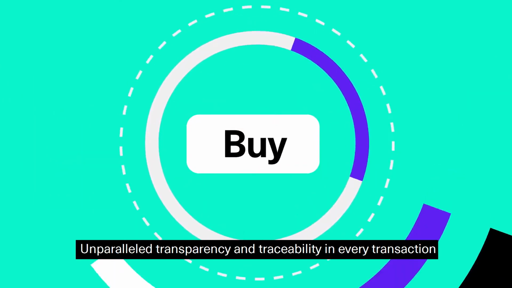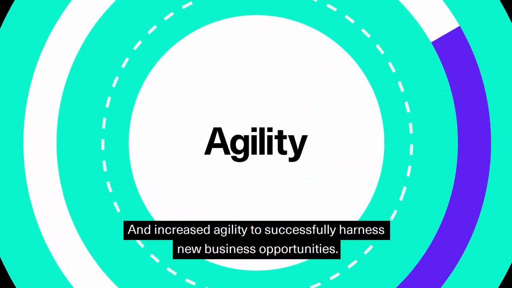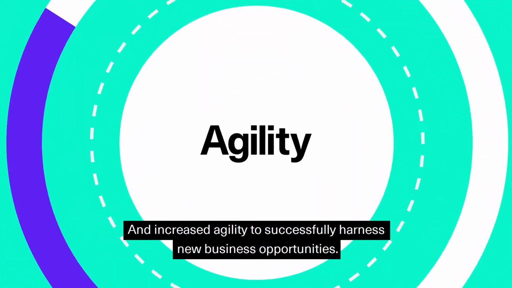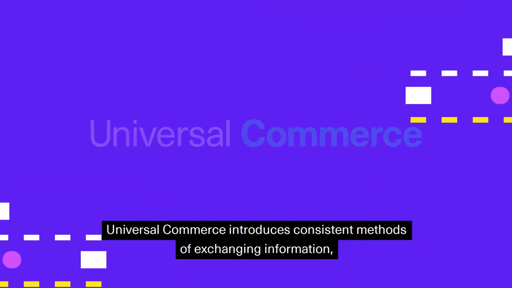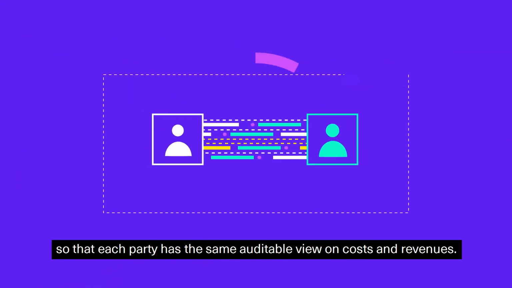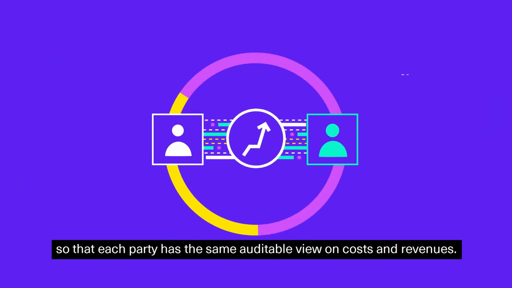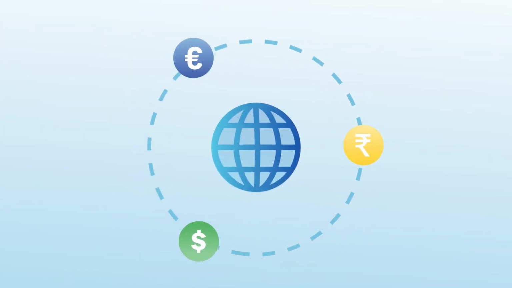Unparalleled transparency and traceability in every transaction, and increased agility to successfully harness new business opportunities. How? Universal Commerce introduces consistent methods of exchanging information so that each party has the same auditable view on costs and revenues. And your domestic or international electronic payments with a click.